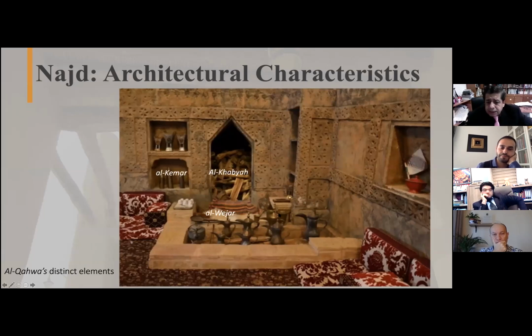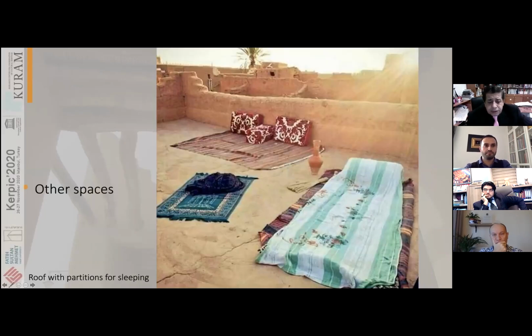There are some elements in that salon or guest room that are used for coffee making, to host and celebrate the guests. Roof is an important space in Najdi buildings. It is the space that is used in the evening to sleep during the night or socialize. It is divided with partitions, a space for males and another space for females and so on. And sometimes the parapet is very high in order to maintain privacy.